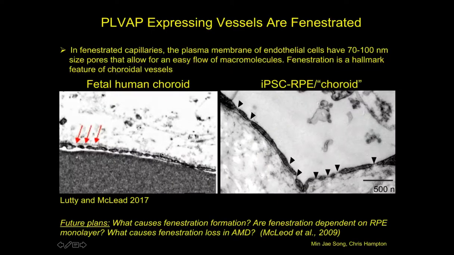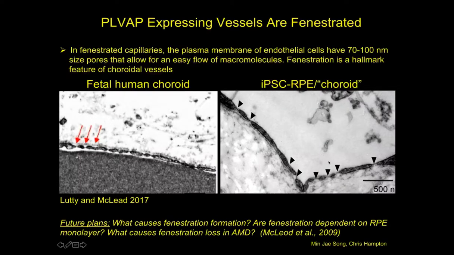So we compared how our vessels look to published literature. You can see on the left panel here, published fetal human choroid, which has its fenestrations in the membrane of endothelial cells. And if you compare that to what we see in our vessels printed from iPSC, you can see a similar pattern of fenestration throughout the endothelial membrane.